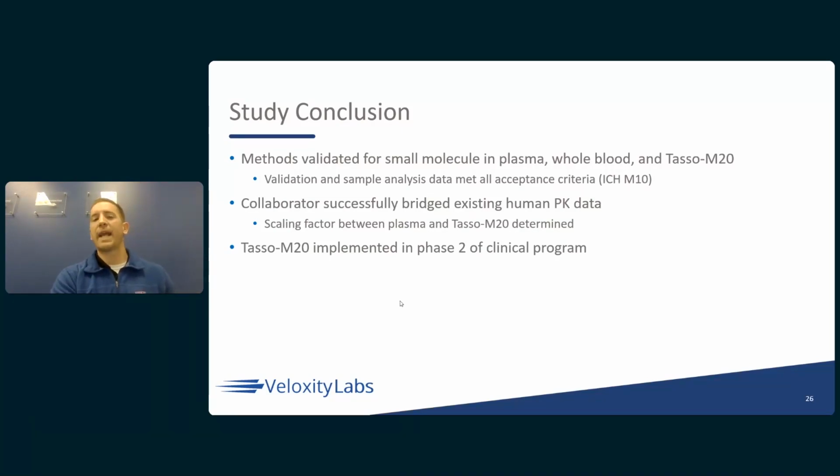They came up with the scaling factor between plasma and the Tasso M20. So if they knew they were getting 100 nanograms per mil in the Tasso M20 and they needed an IC50 of 50 nanograms per mil, even scaling that down to maybe 80 or 85 nanograms per mil equivalent plasma, we're still above that IC50 in the capillary blood collection. So we're still hitting our target. So that was a success that they could use. And because of these results, they continue to implement this into their phase 2 clinical program.